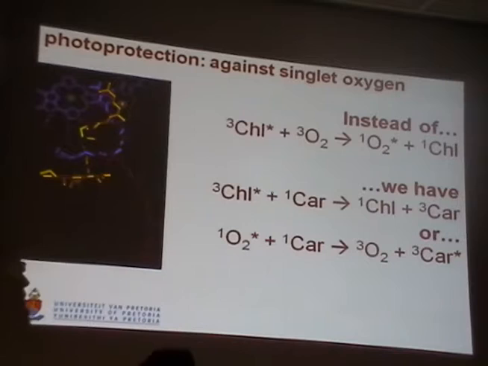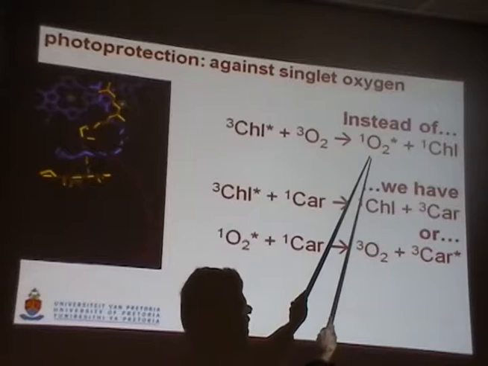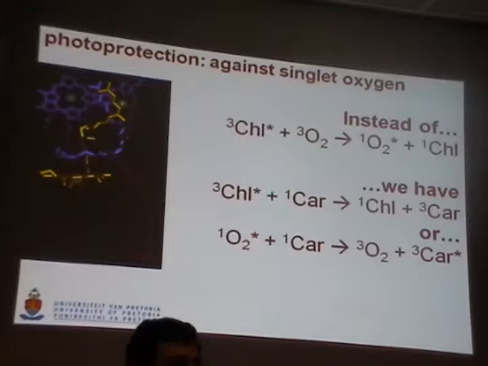to form the singlet oxygen state. You know that oxygen in its ground state is the triplet form, because it has two valence electrons that should be in different orbitals. But if it reacts with triplet state chlorophyll, then singlet oxygen is formed, which is lethal. It just destroys almost anything. So the plants and our eyes, or most living systems, contain carotenoids to protect themselves from singlet oxygen.